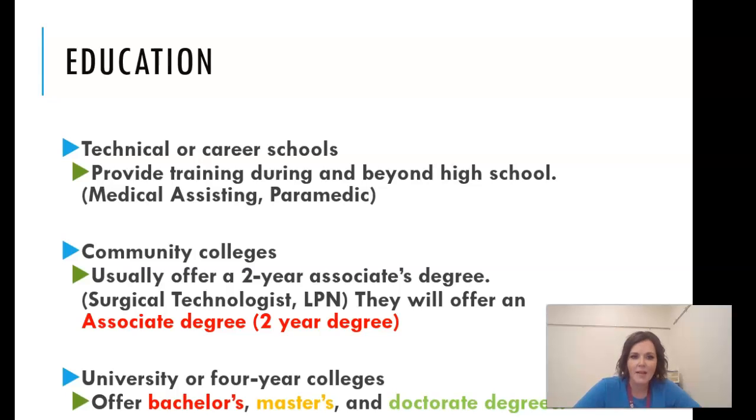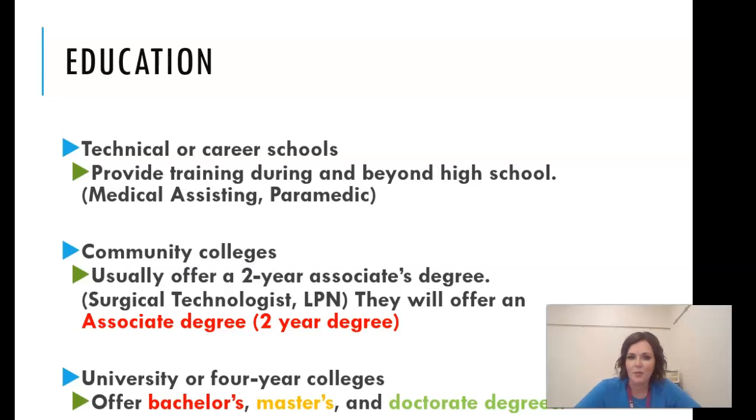Then beyond that, you could go to a community college. And the thing I want you to know about that is community colleges are usually a 1 to 2 year degree. What we call that is an associate's degree for 2 years. You should know that one too. It might be on a test someday.